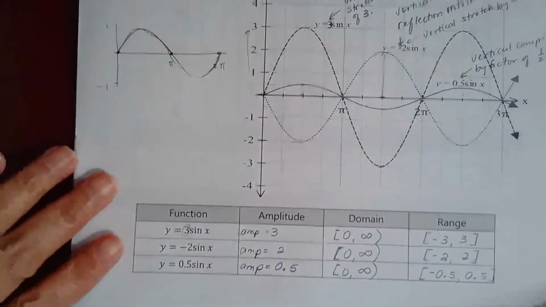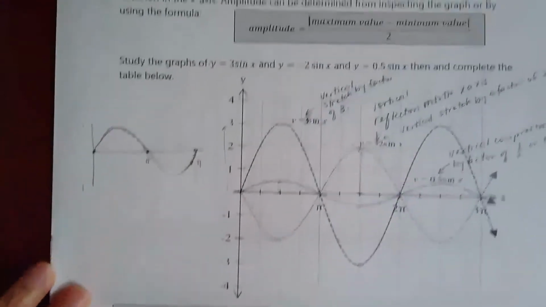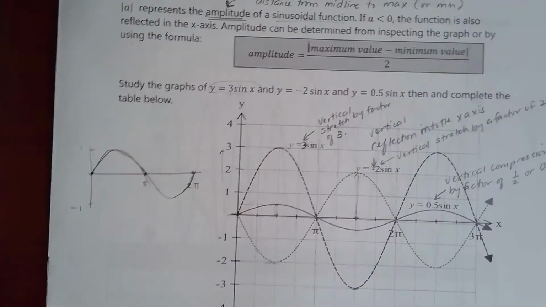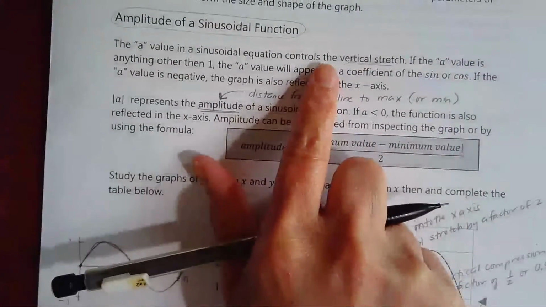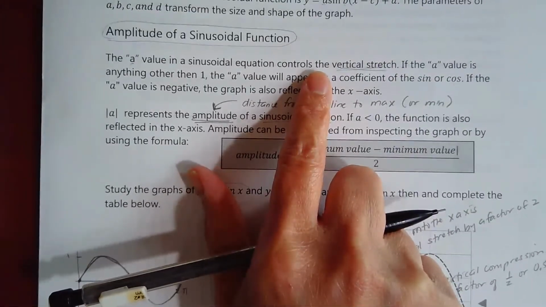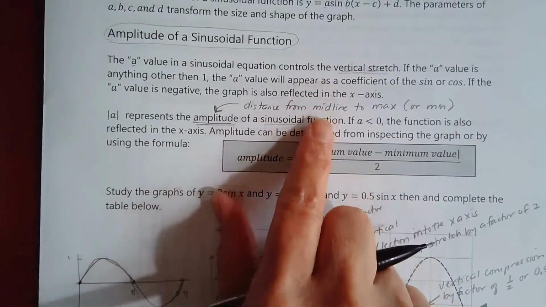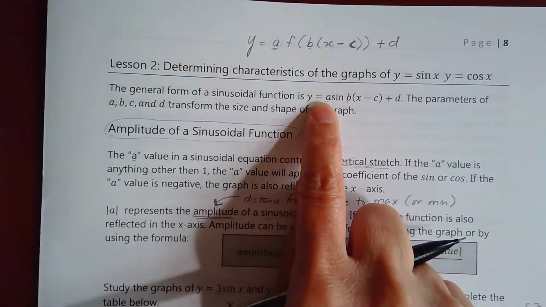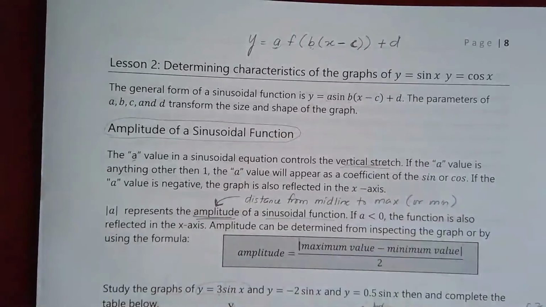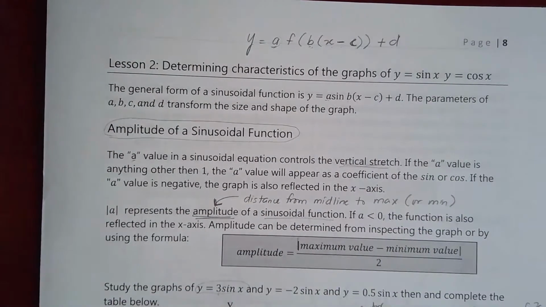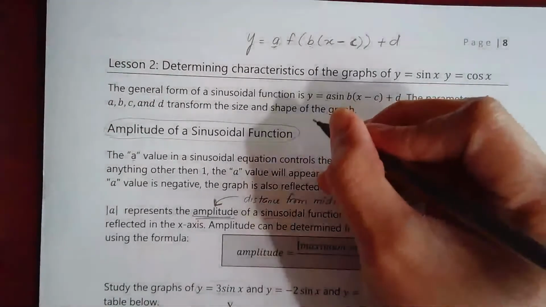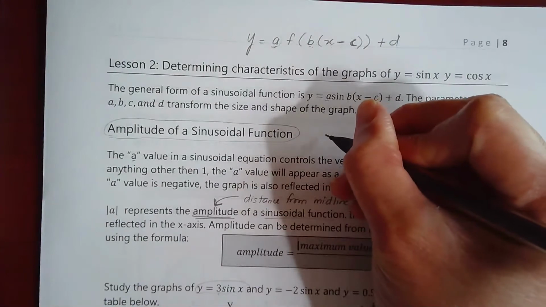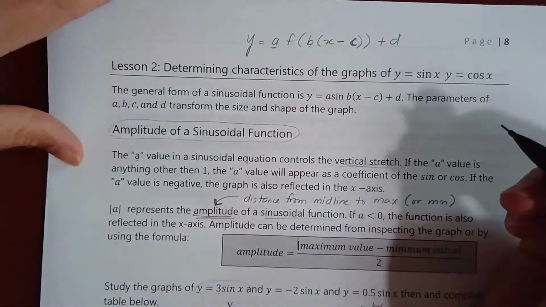Okay, so that's the first transformation that we're going to see. So the vertical stretch, the A value in our transformation right here will tell us the amplitude of the sinusoidal function of the sine or cosine graph. Okay, so I'll just write that down. So A value will give us the amplitude.